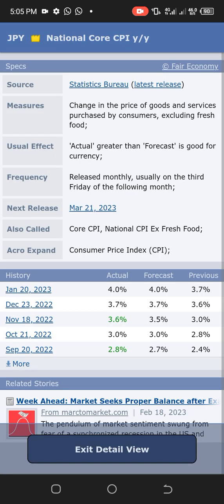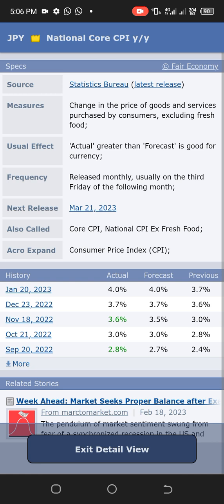So I click on it. You can see the source. What's the source? Statistics Bureau. It measures change in the price of goods and services purchased by consumers excluding fresh food. So what's the usual effect? The usual effect: actual greater than forecast is good for currency. What does the usual effect mean? It means, how do I trade it? Actual greater than forecast is good for currency.